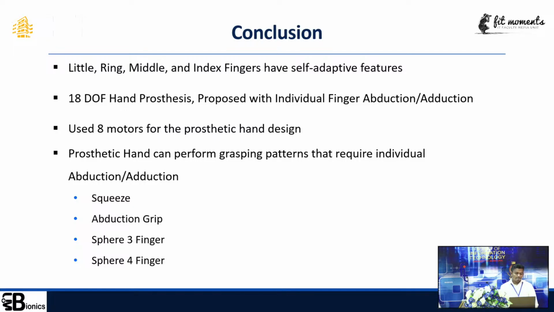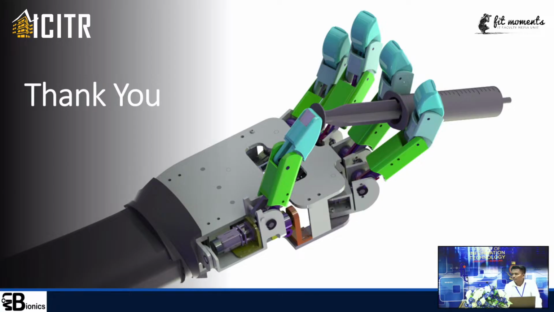When it comes to the conclusion, the little, ring, middle and index fingers have self-adaptive features. This proposed prosthetic hand is an 18 degrees of freedom prosthetic hand and uses 8 motors to control it. The prosthetic hand can perform grasping patterns which require abduction and adduction, like squeeze and abduction grip. The prosthetic hand is evaluated using finite element analysis and motion simulation. As future work, this prosthetic hand can be manufactured for further research. So thank you everyone. If you have any questions.